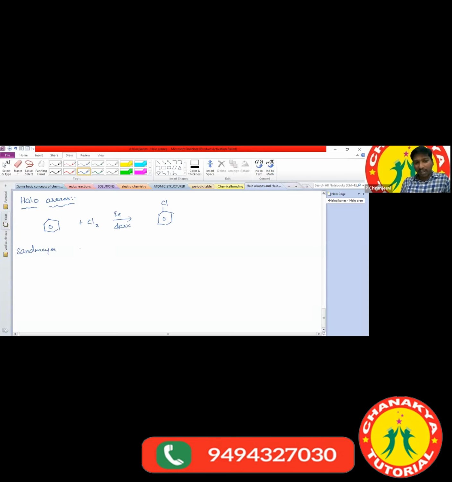Sandmeyer reaction. Sir, what is meant by the Sandmeyer reaction? First, we are taking aniline. When the aniline is treated with sodium nitrite, NaNO2, in presence of HCl at 0 to 5 degrees centigrade, it forms a benzene diazonium salt.